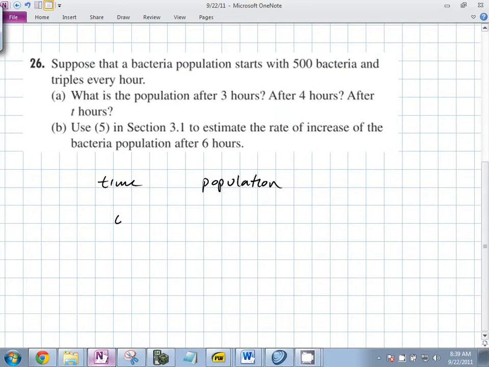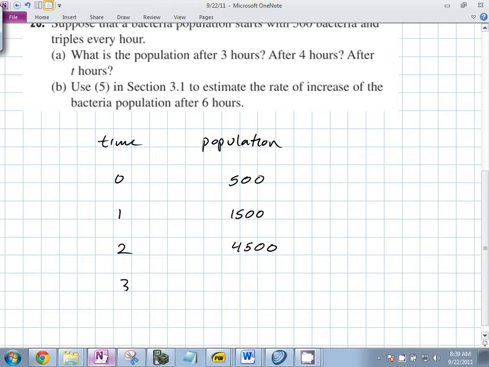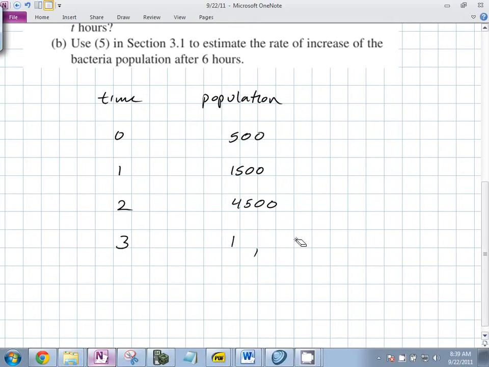At time 0, what's the population? 500. After 1 hour, it's 1500. After 2 hours, it's 4500. After 3, what is it? It's 13,500, right? I put too many zeros there.